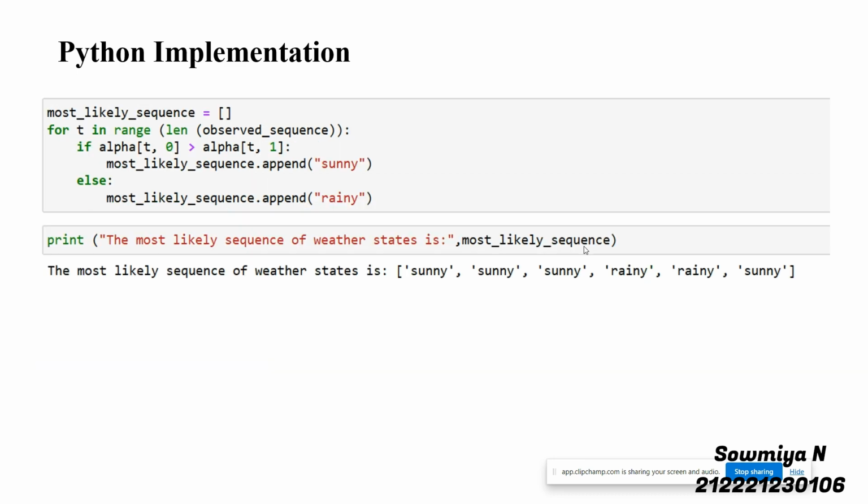After calculating the probability, we will be moving to find the most likely sequence. In order to find the most likely sequence, we will be using a for loop. Based on the values of the forward variable alpha, the most likely sequence of hidden states is determined by choosing the hidden state with the highest probability at each time step. The output for the code would be sunny, sunny, sunny, rainy, rainy, and sunny.